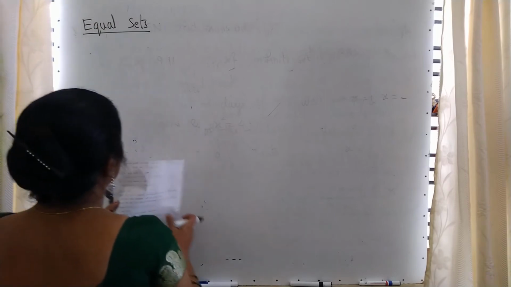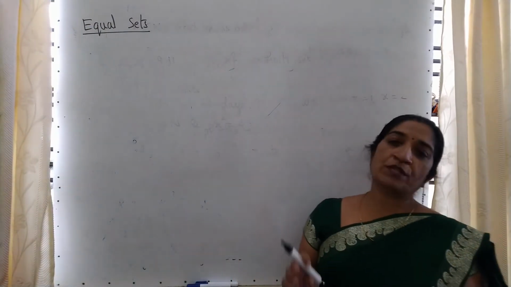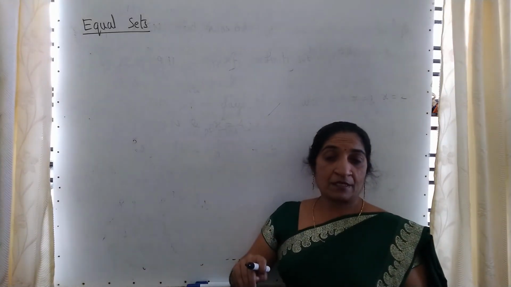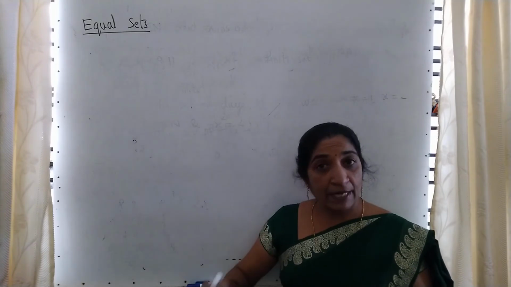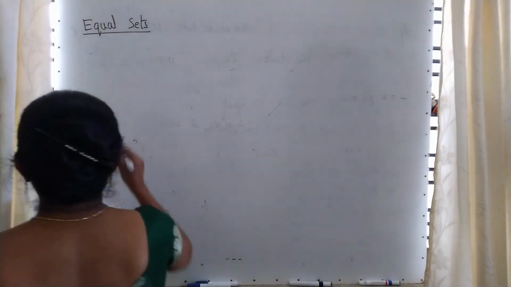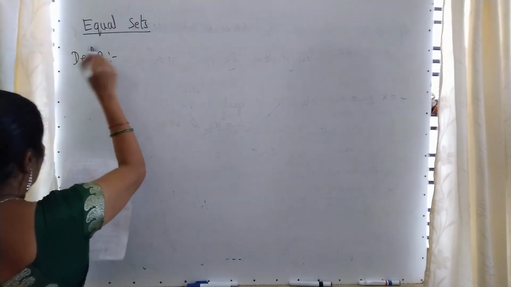Equal sets. See, again the name itself tells you equal sets. That means suppose two sets are given for you. If they contain the same elements, then only we can say that the two sets are equal sets. In number and elements both should be the same.